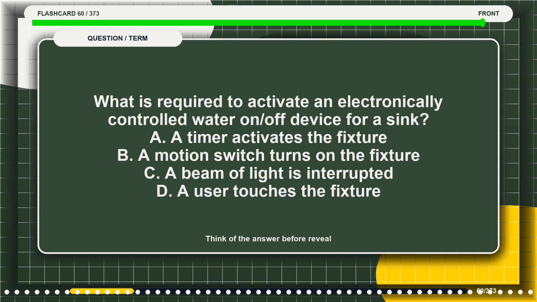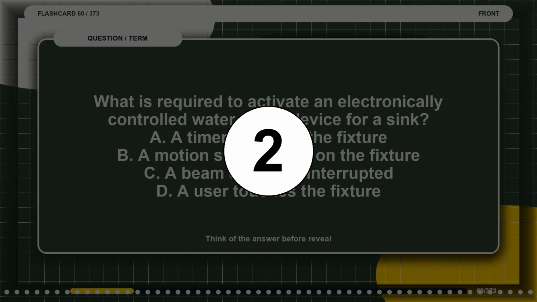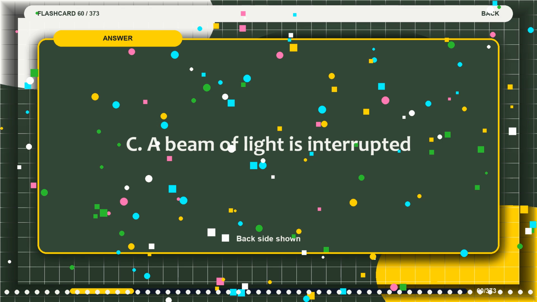Flashcard 60. What is required to activate an electronically controlled water on/off device for a sink? A. A timer activates the fixture. B. A motion switch turns on the fixture. C. A beam of light is interrupted. D. A user touches the fixture. Think of the answer before the reveal. The answer is C. A beam of light is interrupted.